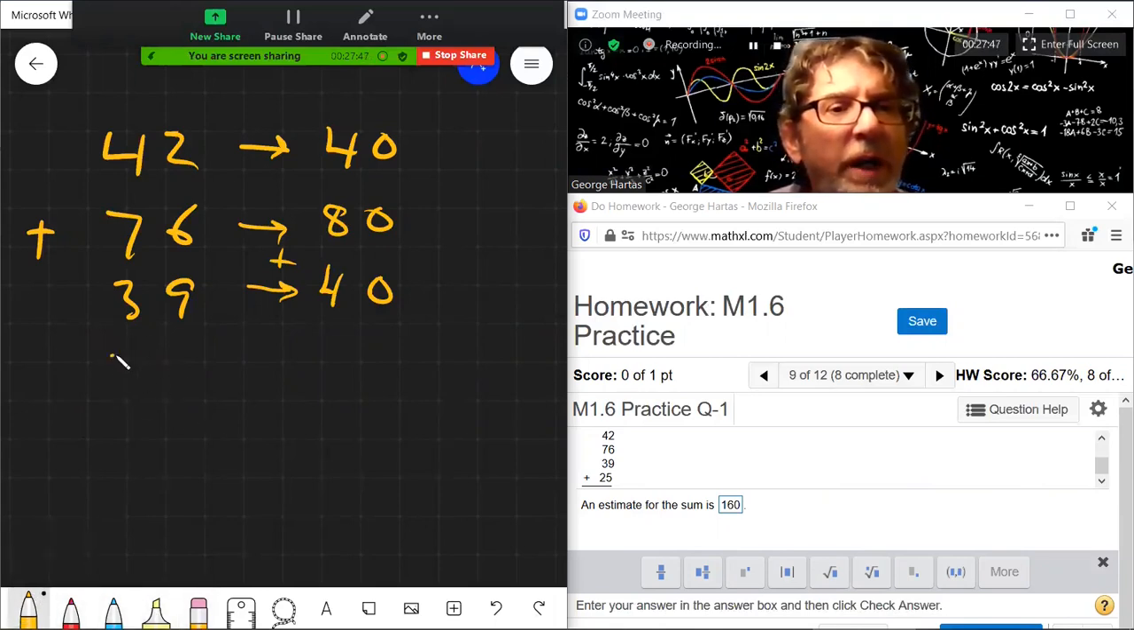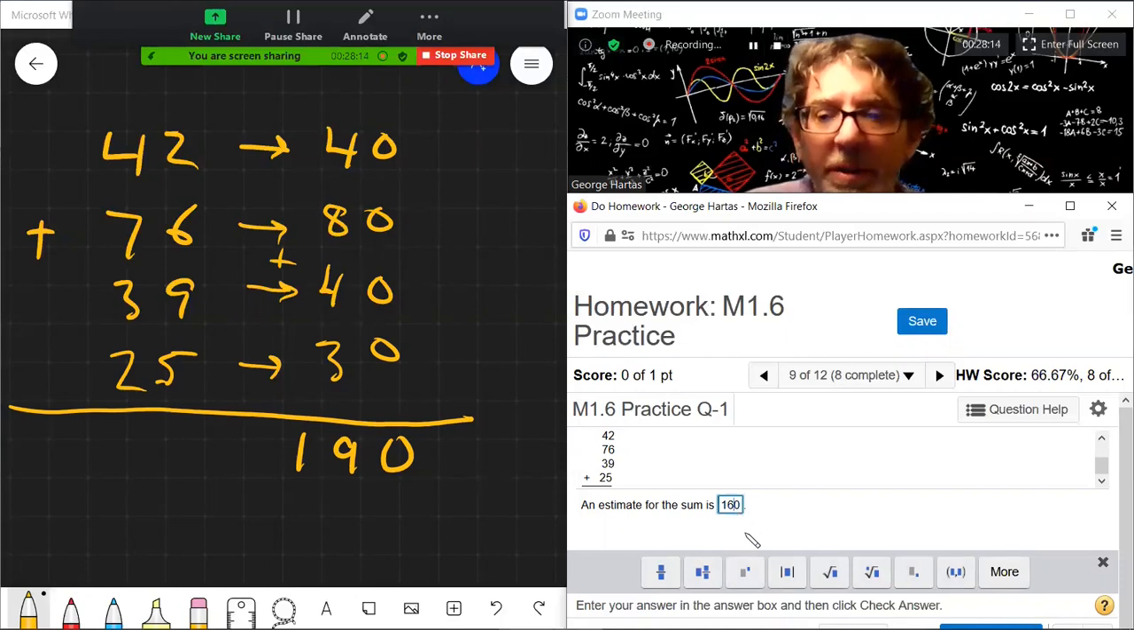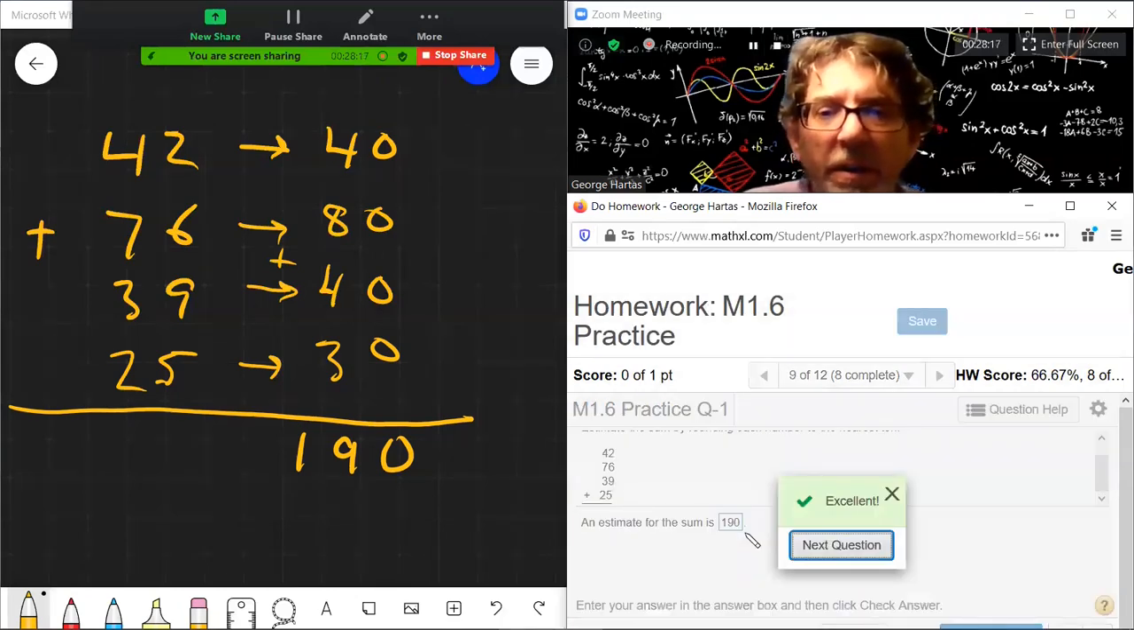So 25 rounds to 30, correct? 30. So let's try again. Zeros. We said this was 16. 16 plus 3 is 19. So there it is. You saw your instructor make a mistake. Good. Notice I didn't get frazzled, right? Just find out what happened, figure it out, and get it correct.